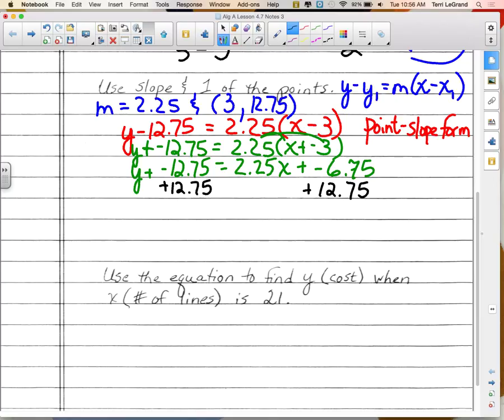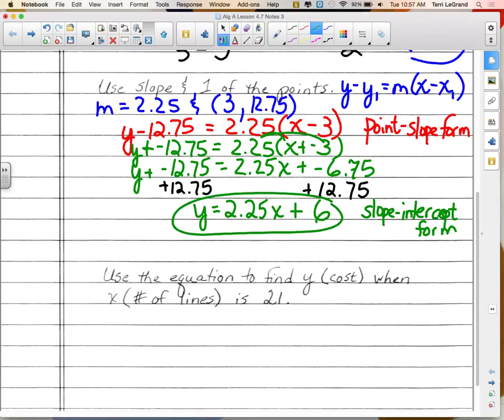So now we have our equation where y is alone, and we have 2.25x plus 6. Does it need cleaning up? No. What's this form called? Slope intercept form. So, is that what they wanted? Is that one of the things they wanted? Yes. Okay, let's circle it then. That's one of the things they wanted. They wanted us to find the equation in slope intercept form.